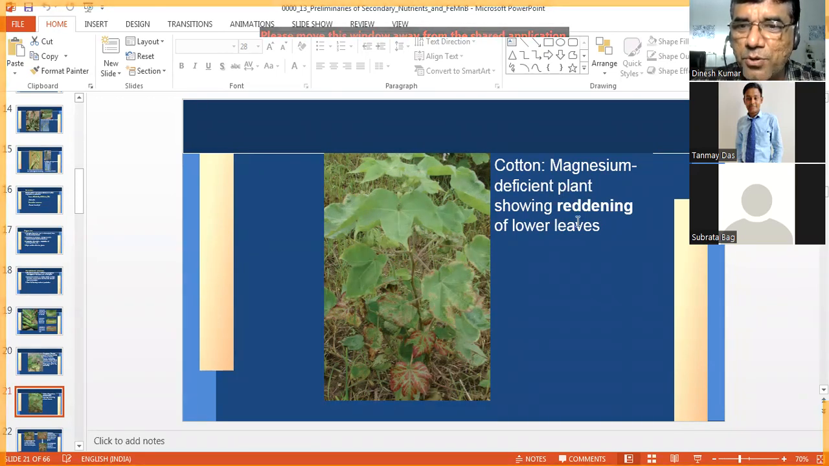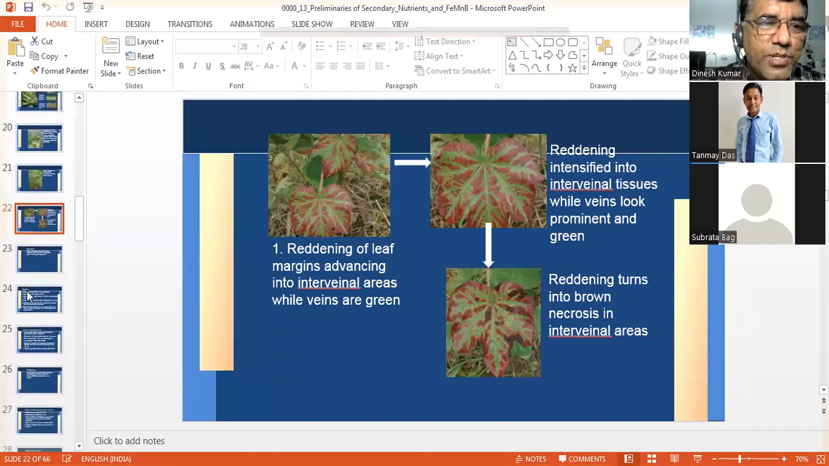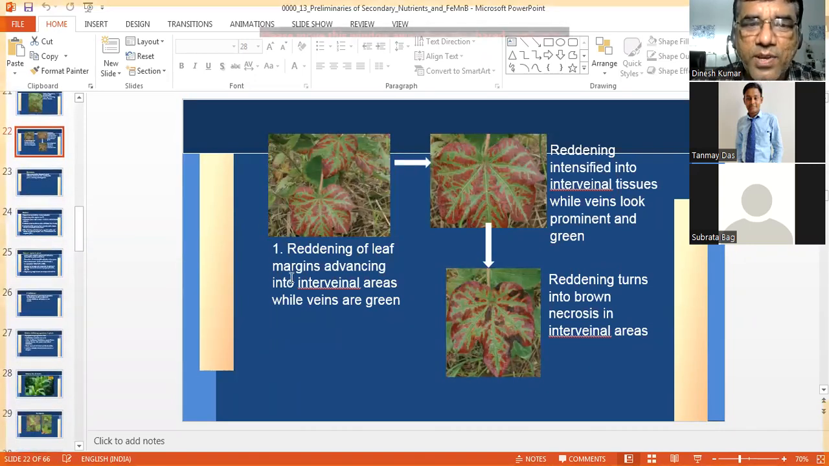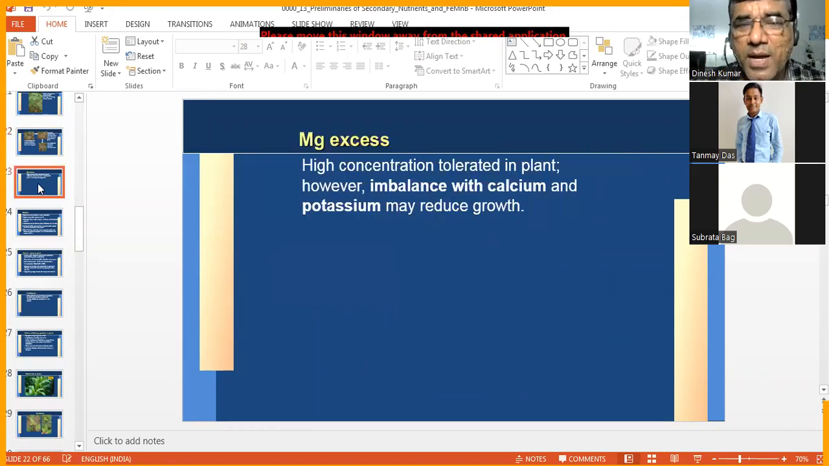Magnesium deficient plants show reddening of the lower leaves. So they are quite distinguishable. You can see reddening of leaf margins advancing into interveinal areas. So veins are green and the interveinal areas are reddening. Magnesium excess: high concentration is tolerated in plants. However, imbalance with calcium and potassium may reduce growth.